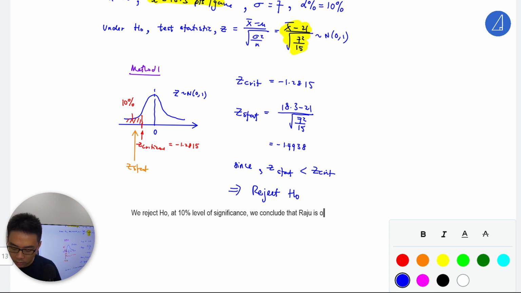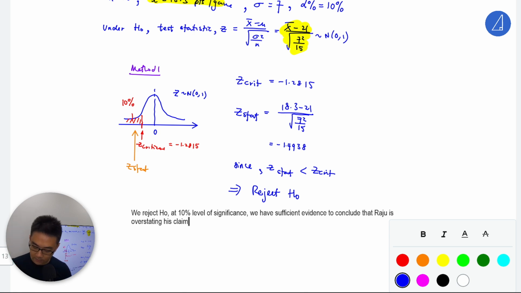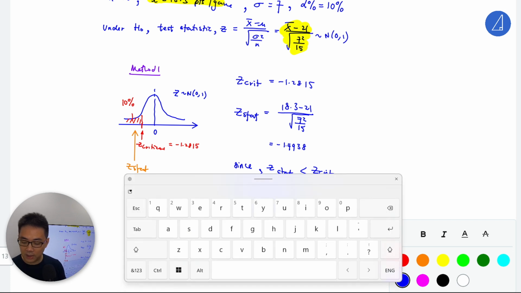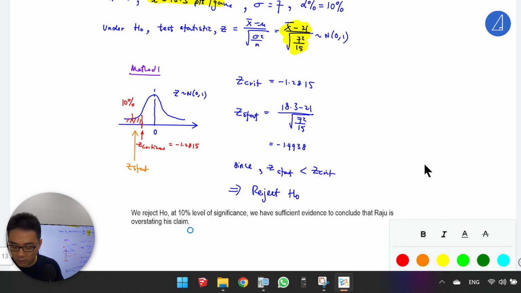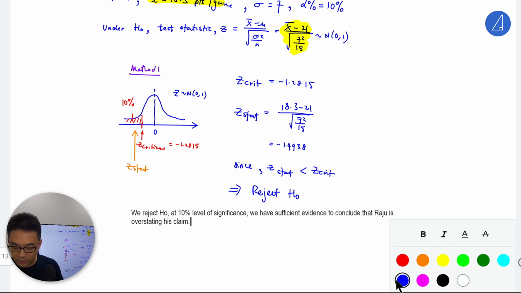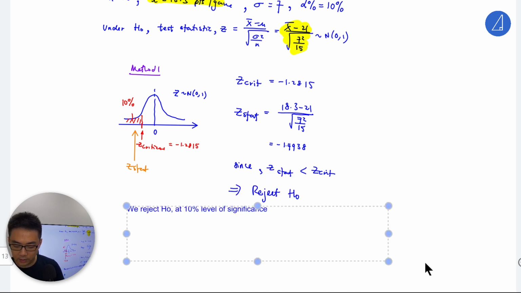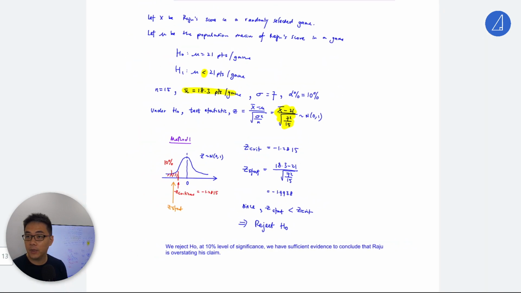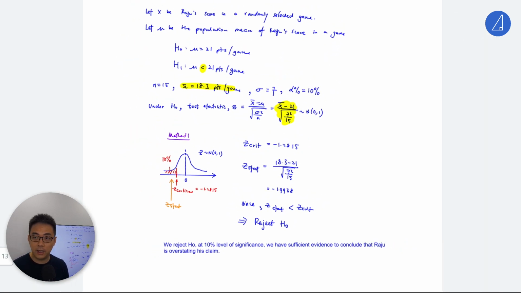Then we conclude, always in the context of stating his claim, that we have sufficient evidence to conclude that Raju is overstating his claim. Your evidence is essentially your data. You watched 15 of his matches, then you averaged it out. So that's how you test using method 1. That's how you test it with the classical method.